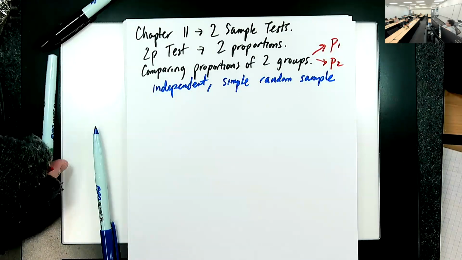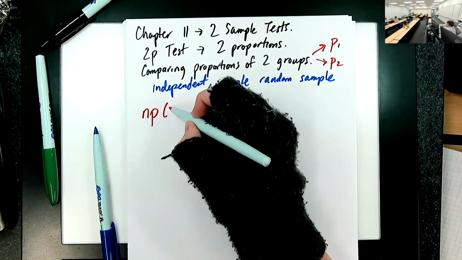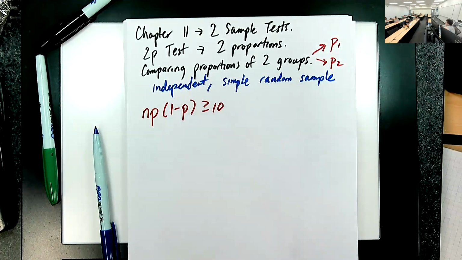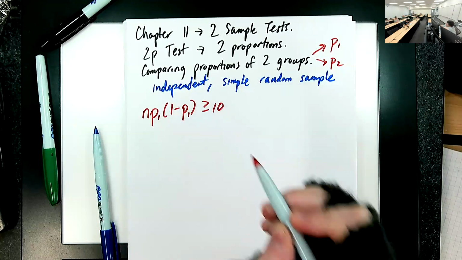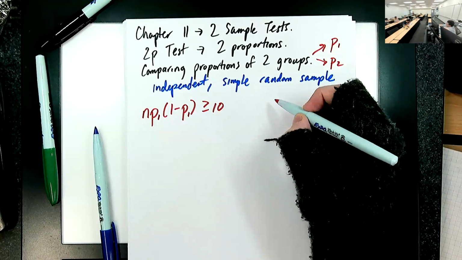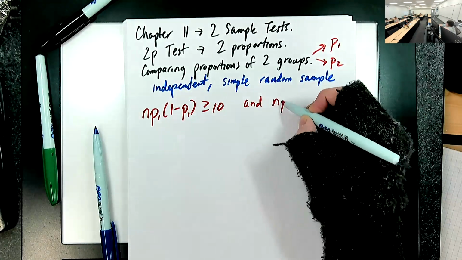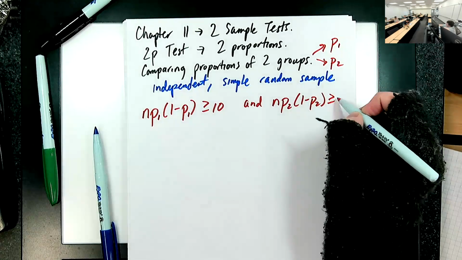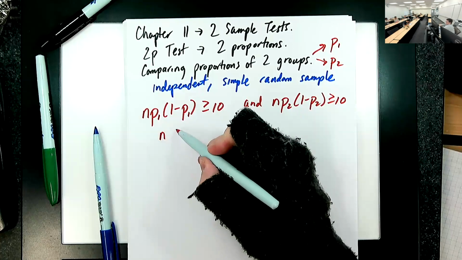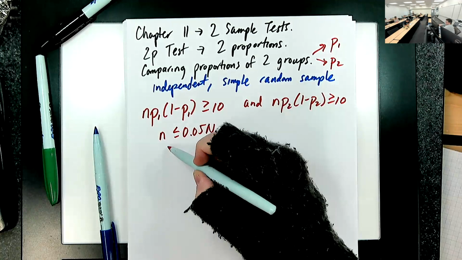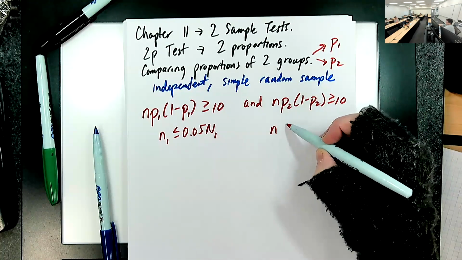That leads to our requirements. Previously, when we did the one proportion test in 10.2, and we talked about this formula earlier, we had n times p times 1 minus p is greater than or equal to 10. Now we want that to apply to both groups. N times p1 times 1 minus p1 needs to be greater than or equal to 10, and n times p2 times 1 minus p2 needs to be greater than or equal to 10. Just like we had n was less than or equal to 0.05 big N, we want that same thing for our two different groups here.